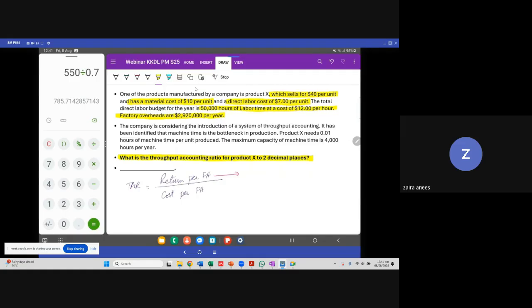The company is considering the introduction of a system of throughput accounting. It has been identified that machine time is the bottleneck in production. Product X needs 0.01 machine hours per unit to produce. The maximum capacity of machine time is 4,000 hours per year. How will you calculate throughput? How will you calculate return per factory hour? I'm just giving you 30 seconds to think.